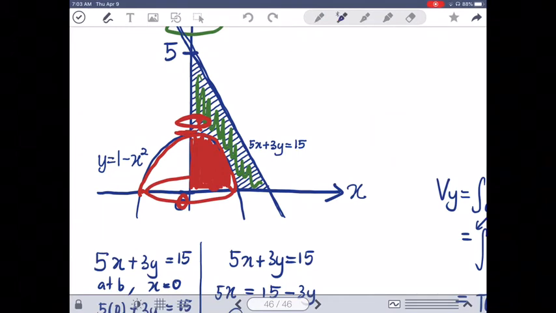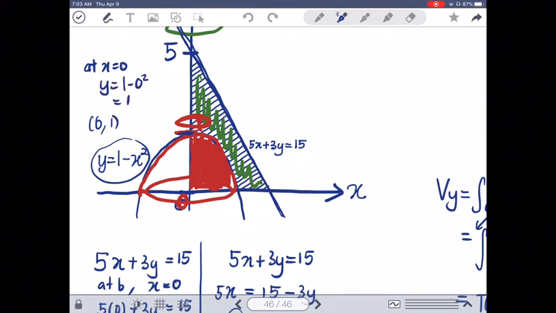Okay, the top here. How do we find the coordinate for that one? Again, at this top, the value of x is equal to 0. We need to find the value of y. Since the given formula is this formula there, at x equals 0, y is just equal to 1 minus 0 squared, which is just equal to 1. So the coordinate is (0, 1). Means that the height here is just 1.